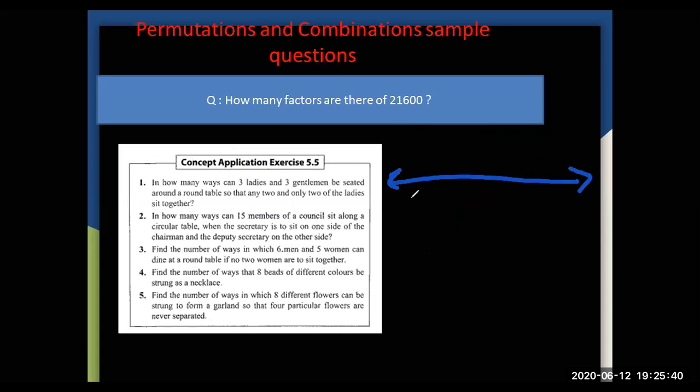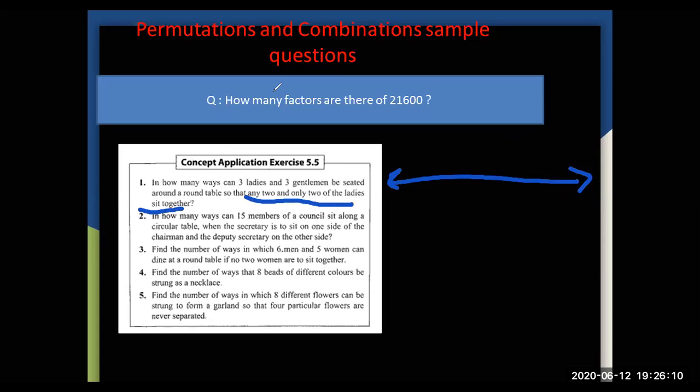So, three ladies and three gentlemen. I guess we are concerned with who they particularly are, so we have to consider their order. Now the condition given is any two and only two of the ladies sit together.